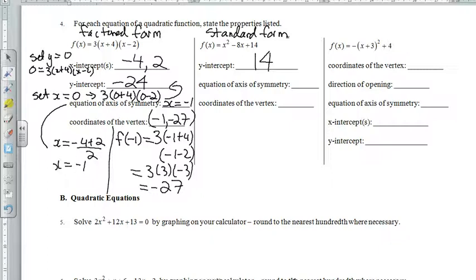This is standard form. To find the y-intercept in factored form requires work, because you've got to put in a 0 for x and do some work. To find the y-intercept in standard form is no work. You just ignore the terms with x's in them, because they'll be 0, and it's just 14. The equation of the axis of symmetry. This is work. So how do we do this?